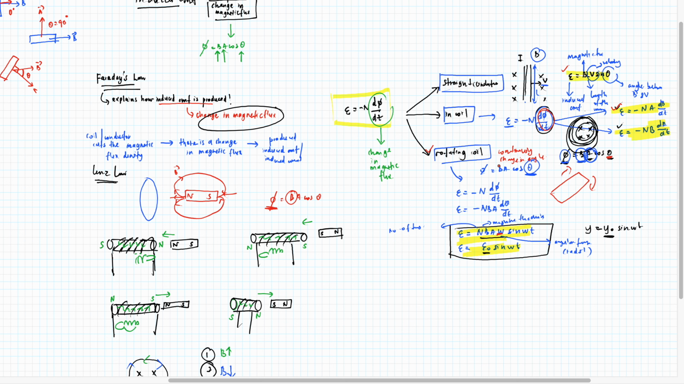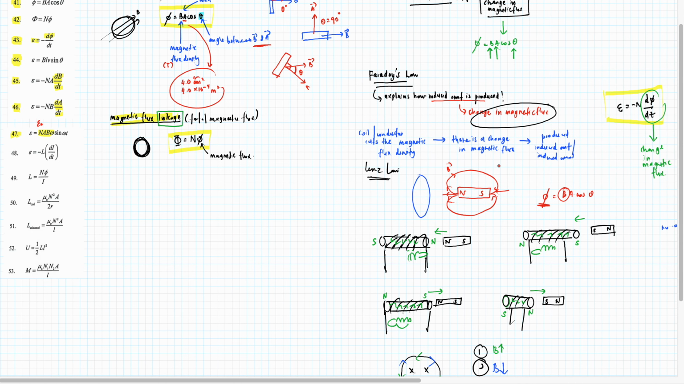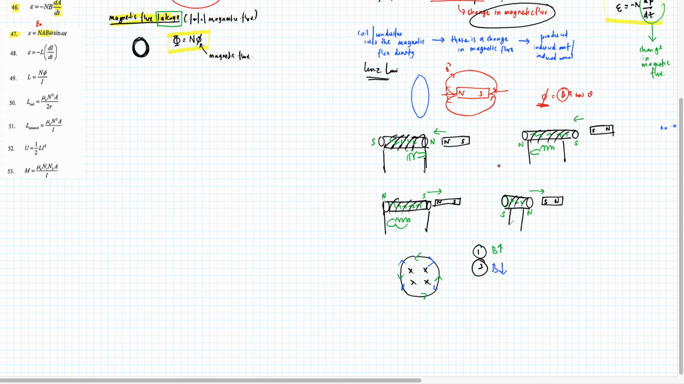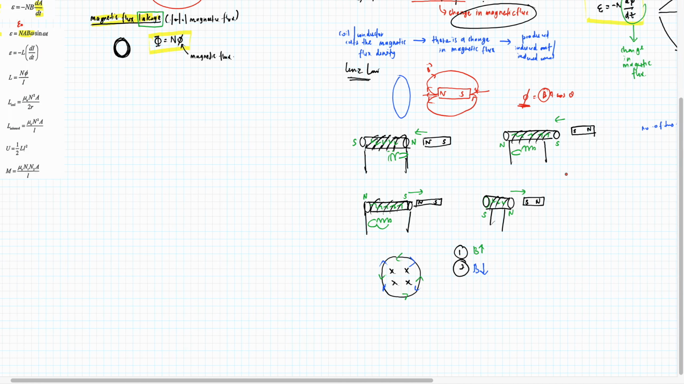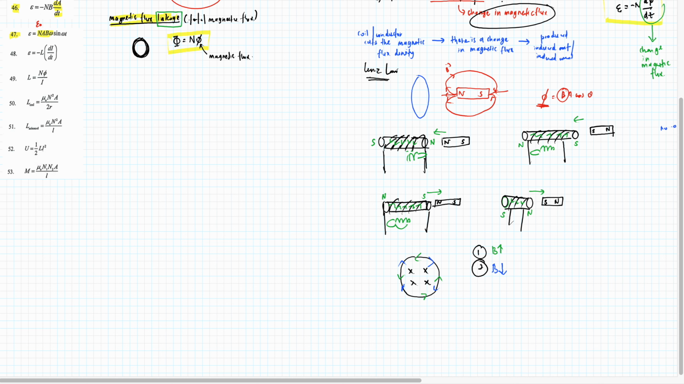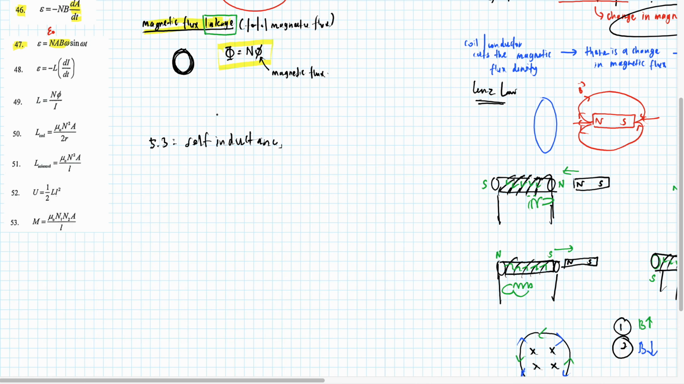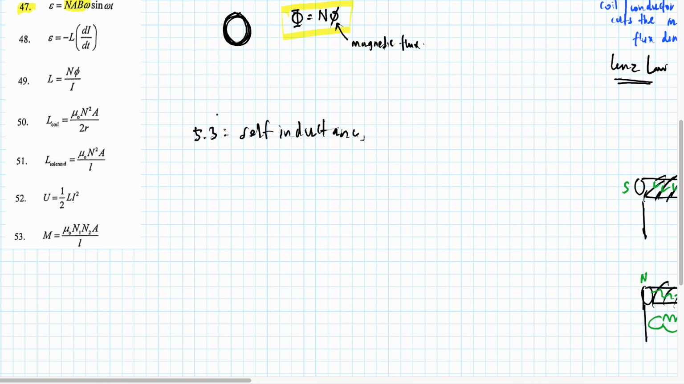So kita masuk 5.3, which is self-inductance. Okay, Miss turun bawah kat sini lah. 5.3 ataupun kita tulis sebagai self-inductance. So self-inductance is when the current in the coil changes.